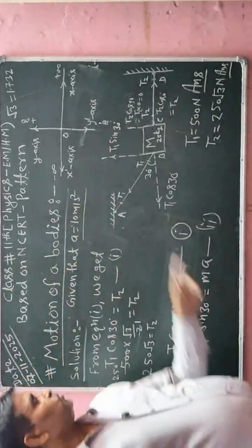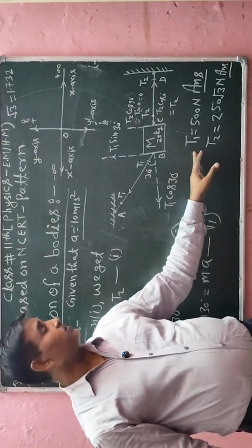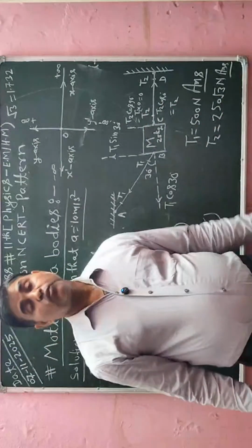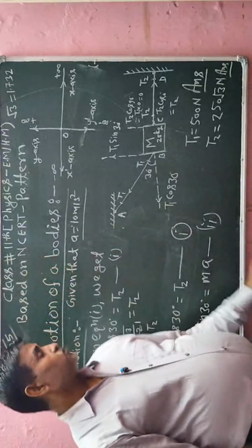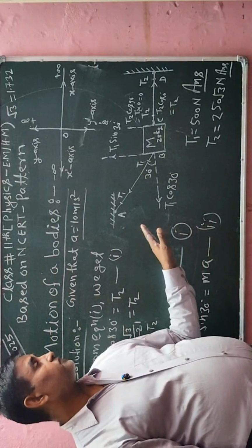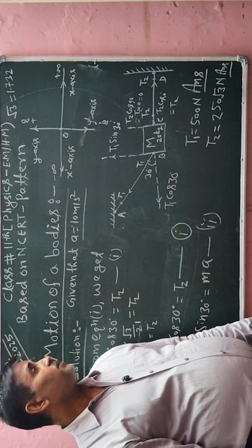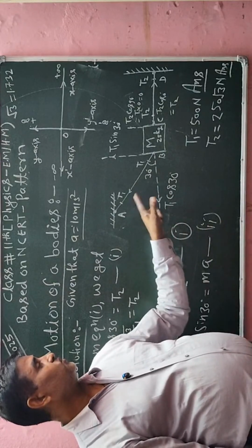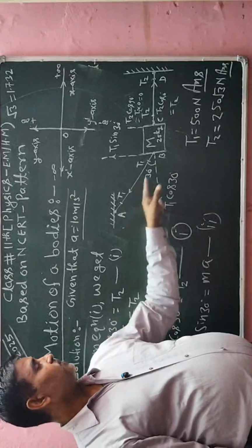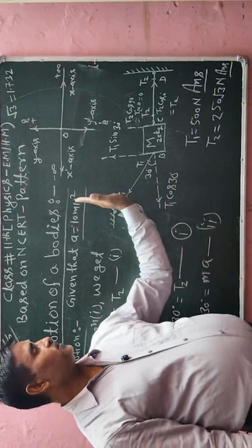Okay student, so the value of T1 I have calculated 500 Newton, and the value of T2 I have already calculated 250 into √3 Newton. Okay student, so these are the requirement of my question. So question was very easy, only we have to assume the information to evaluate the tension force T1 and also T2. Now first of all I have resolved the vector dA along horizontal axis and also along vertical axis.